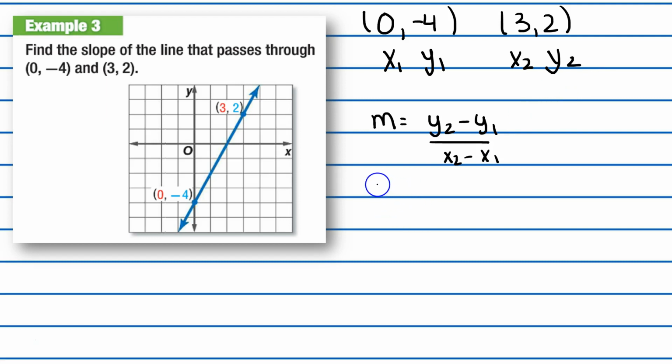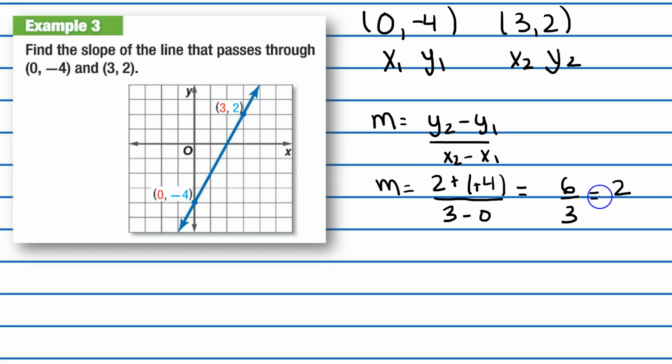Now let's plug in our information. We have m is equal to y2, which is 2, minus y1, which is -4. Make sure you show those two negatives. There's a minus, and the number we have is -4. Alright, then we have x2, which is 3, and then we have x1, which is 0. Alright, then we could change the signs here, which is equal to 6 divided by 3, which simplifies to 2. So our slope is 2.